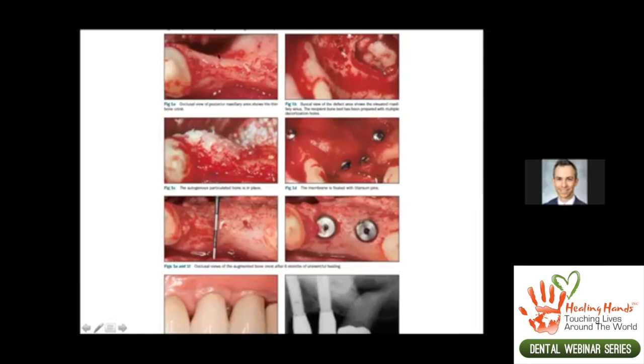I mobilize the flap. I score the periosteum to release it and make sure the periosteum is free for tension-free closure. I place my bone graft. Typically, before I place the bone graft, I will suture a cross-linked collagen membrane with horizontal mattress sutures using Vicryl, typically polyglycolic acid. I'll suture it to the palatal flap. On the mesial and distal side, I'll make sure that my membrane is ready to cover over the graft, and I'll trim it so it's at least about 1 millimeter away from adjacent teeth.